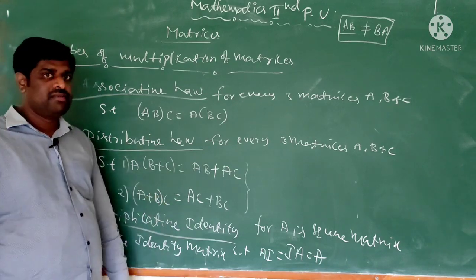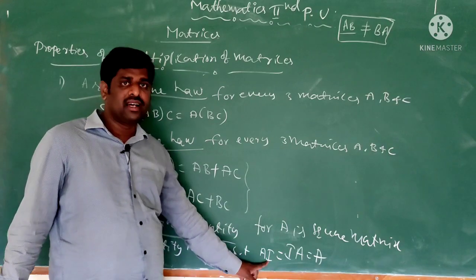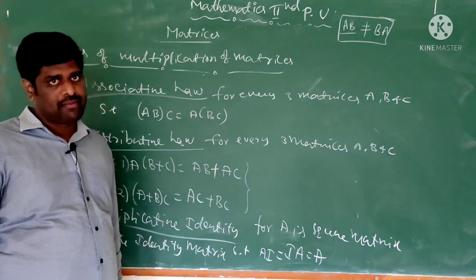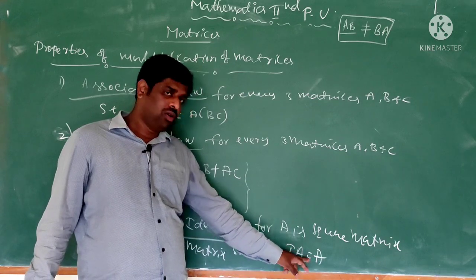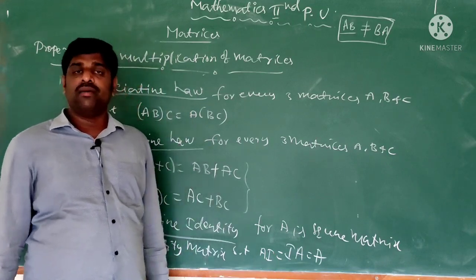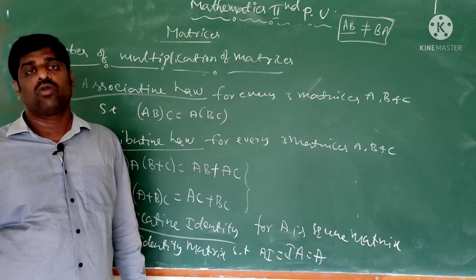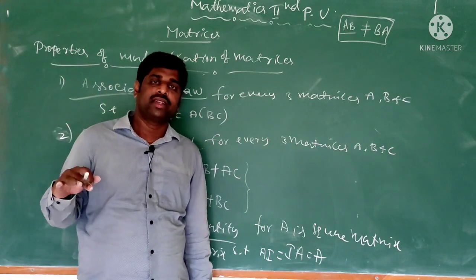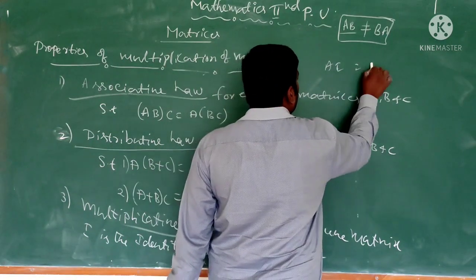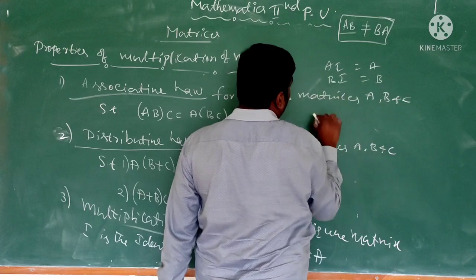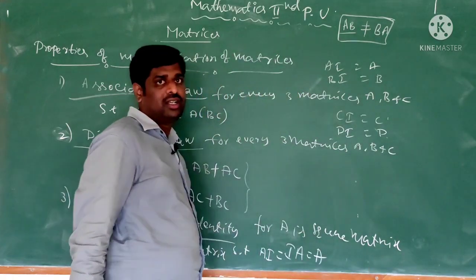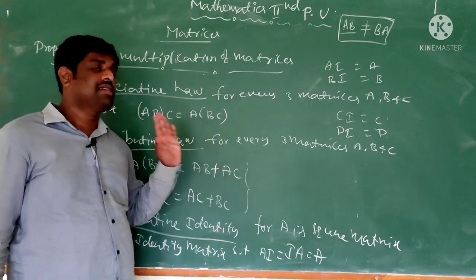So multiplicative identity means AI, okay, here I is the identity matrix. So AI is equal to IA. Here A is the square matrix, I is the identity matrix. Identity matrix means diagonal elements are equal to 1. So for every matrix, multiplied by identity you will get the same matrix only. For example, A into I is equal to A, B into I is equal to B only, C into I is equal to C only, D into I is equal to D only. That's why multiplicative identity is satisfying.